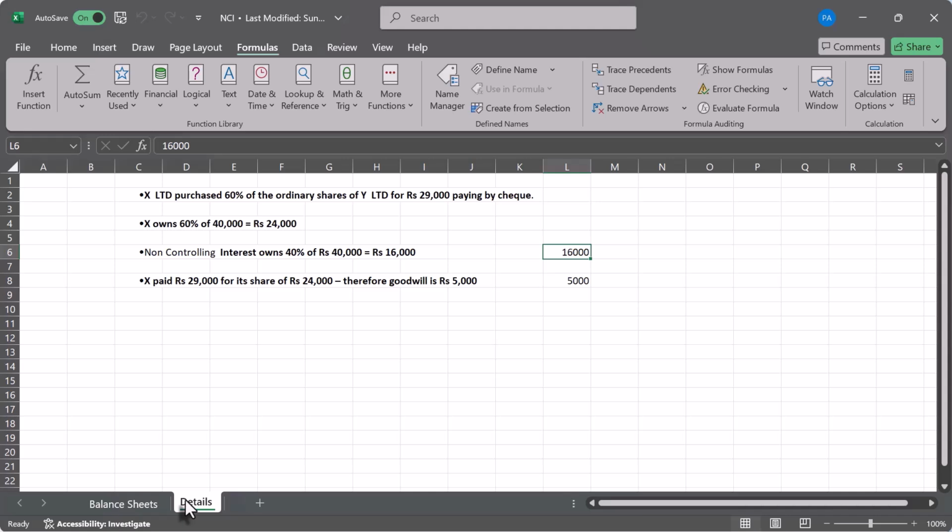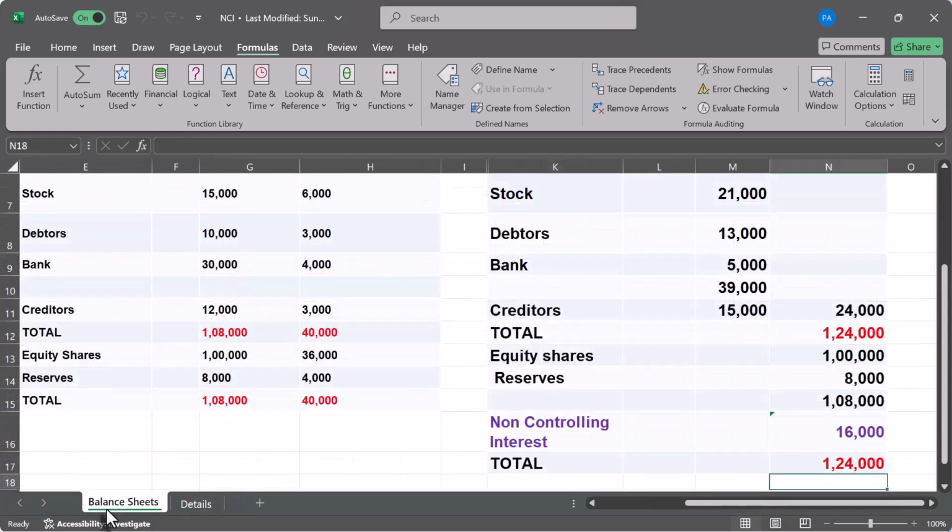So these are not the shareholders of X. Since X has consolidated everything, as if everything belongs to it, they have to show some liability towards the minority shareholders or the non-controlling interest holders. So they are called NCI. Okay, is this clear? Clear, Jay?